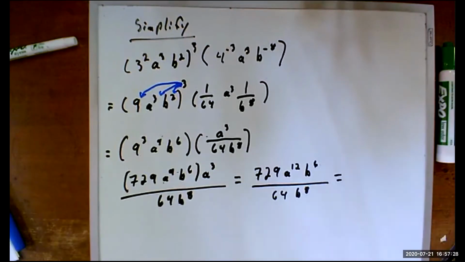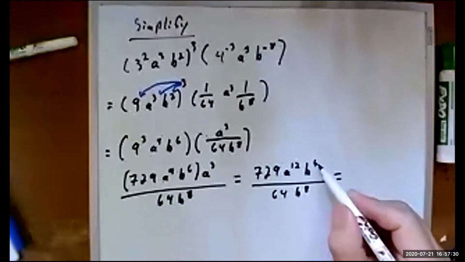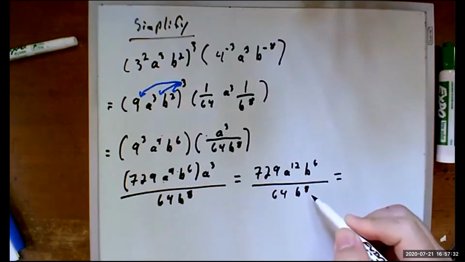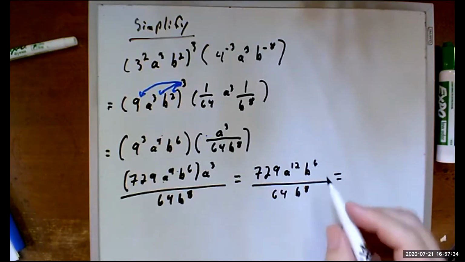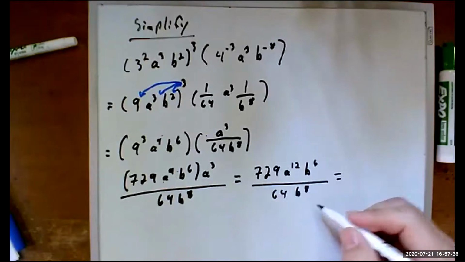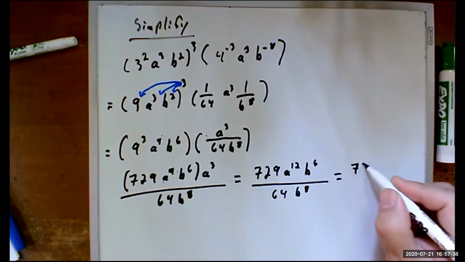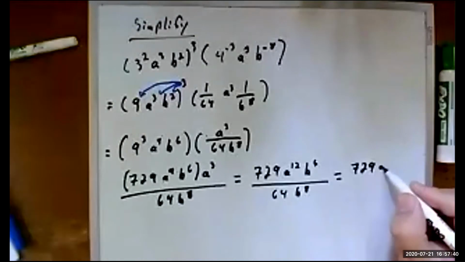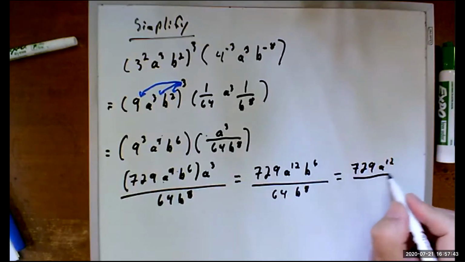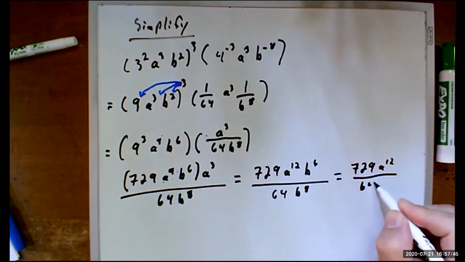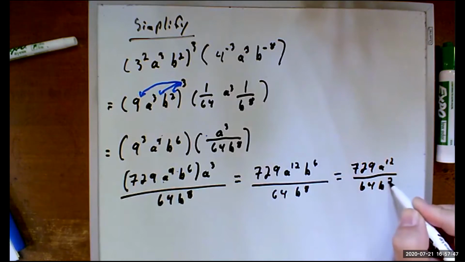Now I can have my B's interact. This is going to be a subtraction, so 6 minus 8, which gets me to -2. We don't want negative exponents, so I'm going to leave it on the bottom. 729 A to the 12th over 64 B to the 2.